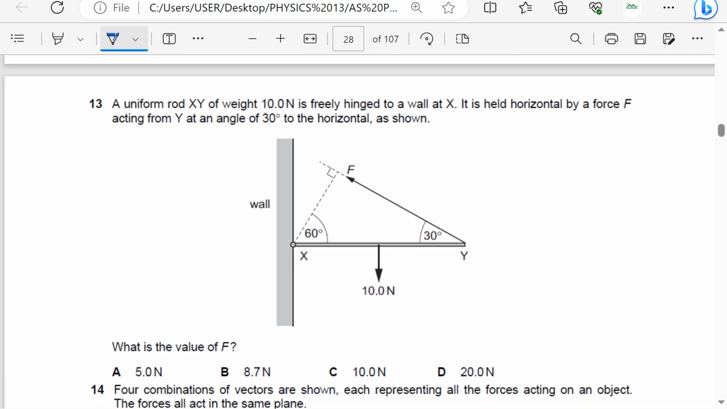A uniform rod XY of weight 10 newtons is freely hinged to a wall at X. It is held horizontal by a force F, acting from Y at an angle of 30 degrees to the horizontal, as shown in the diagram here.